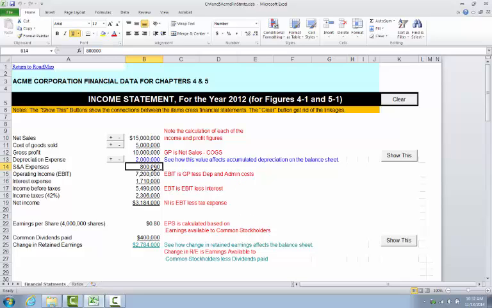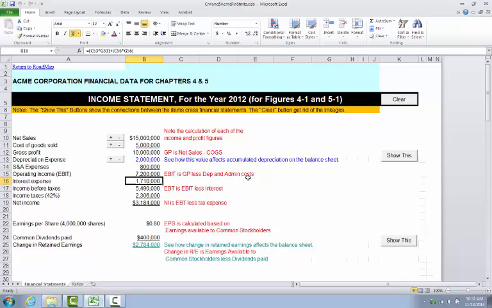Next, we subtract selling and administrative expenses. These are expenses that cannot be specifically allocated to the goods that were sold. An example of this might be what it costs for your human resources department. That leaves us with operating income, also known as earnings before interest and taxes, or EBIT. And now we're ready to start subtracting our financial expenses.